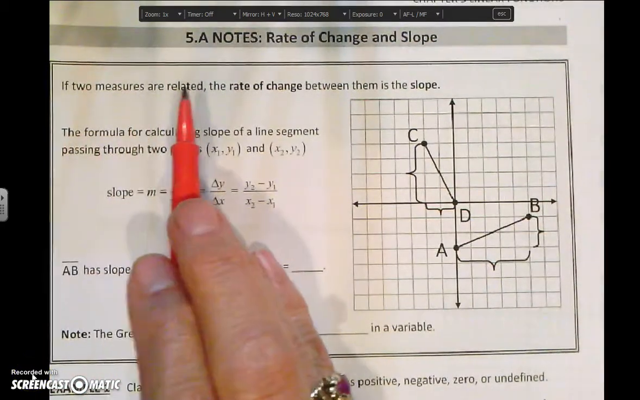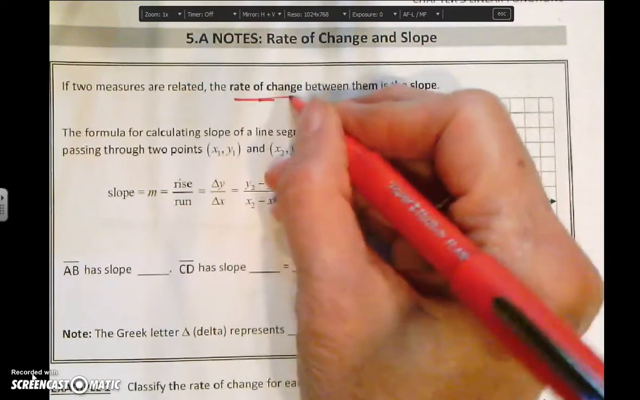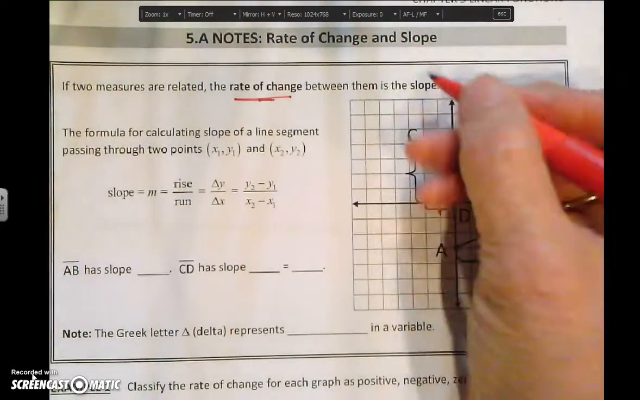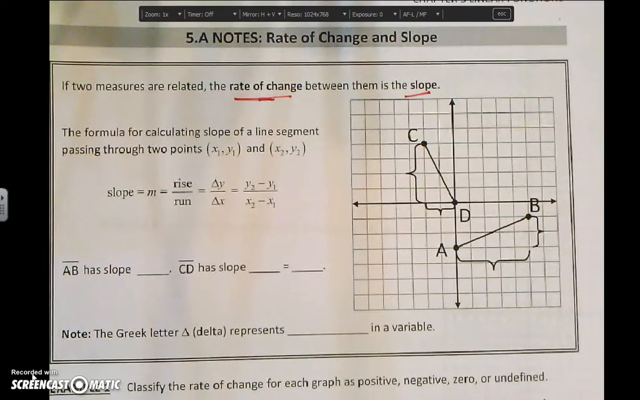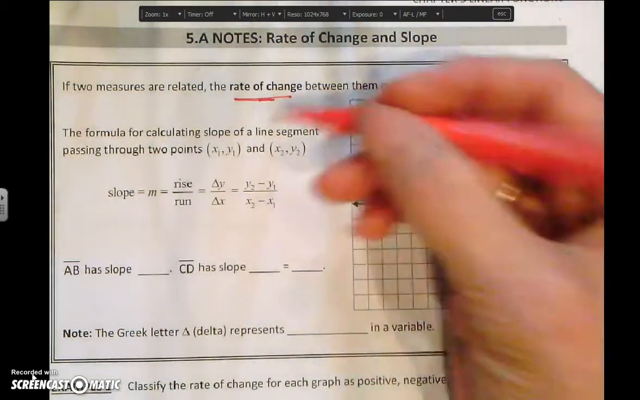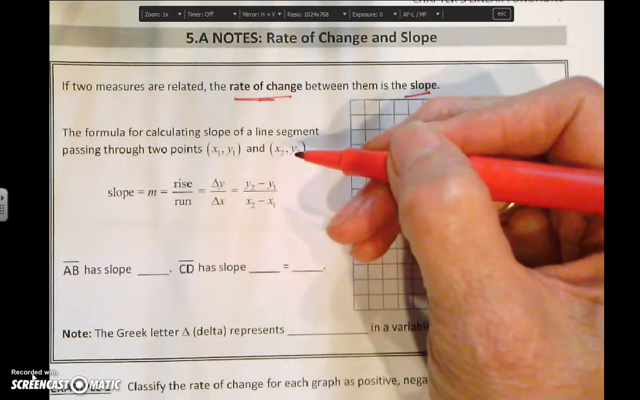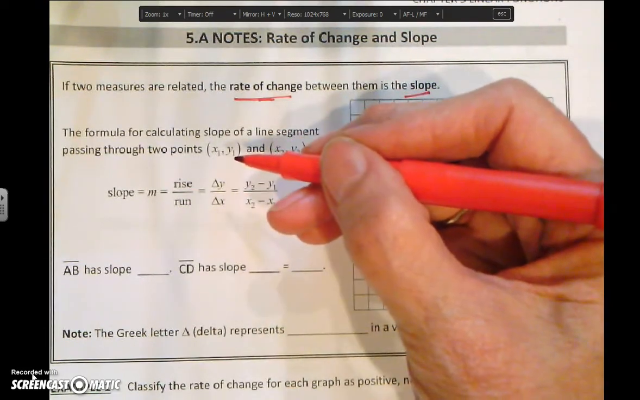So if two measures are related, the rate of change between them is the slope. The formula for calculating the slope of a line segment passing through two points, x1, y1 and x2, y2, can be defined in different ways. First, let's talk about the terminology here. We have two different points. They both have an x-coordinate and a y-coordinate.